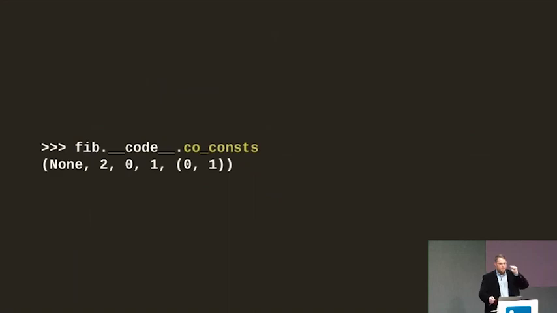Does anybody who's not Barry want to guess why the None is in there, even though the body of the function doesn't use it? And every function returns None. Yes, every function has an implicit return None.